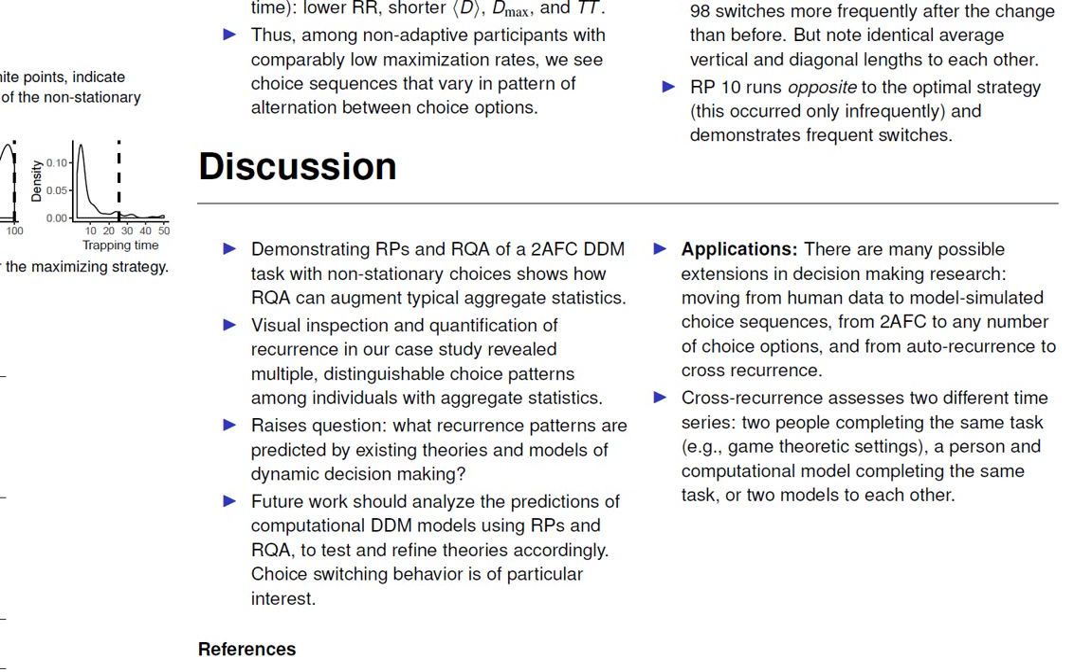Our use of RQA has also suggested a rich set of possibilities for using this type of analysis. RQA was developed for any ordered sequence of observations, whether discrete or continuous. Thus, RQA can be used for human data or model-simulated choice sequences, from 2 alternative forced choice tasks to any number of choice options, and from auto-recurrence to cross-recurrence. Specifically, cross-recurrence assesses 2 different time series: 2 people completing the same task, for example, a game theoretic setting, a person and a computational model completing the same task, or 2 models compared to each other.